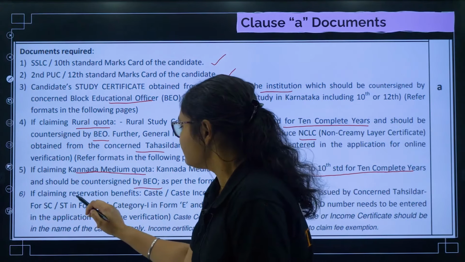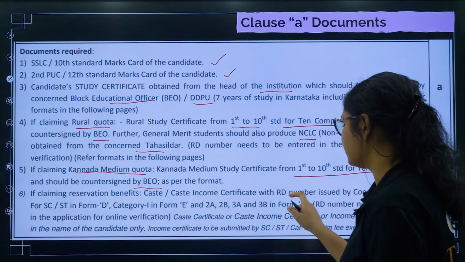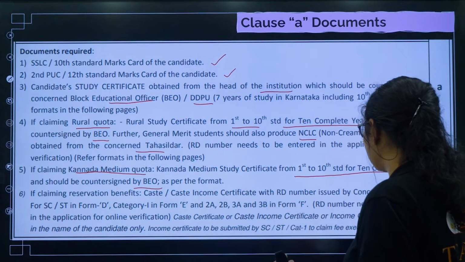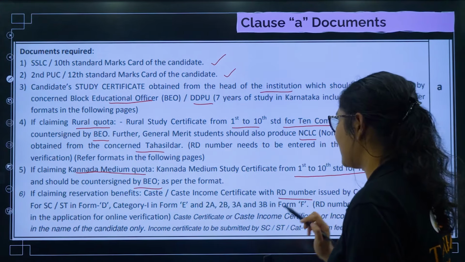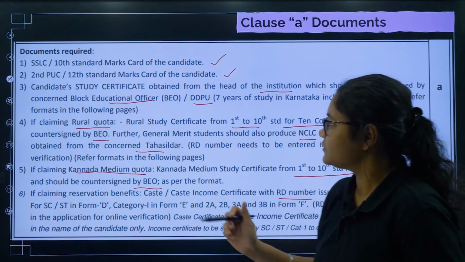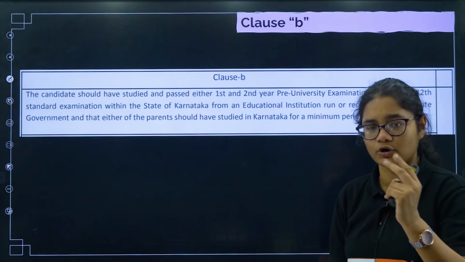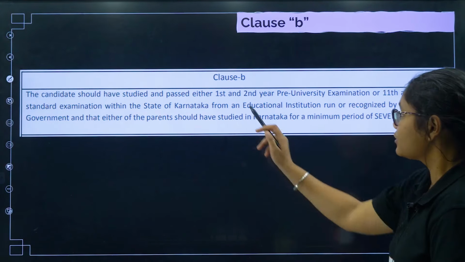Next, if you are claiming reservation benefits, that is, if you have a caste or income certificate, then it should be issued by the concerned Tehsildar and it should have the RD number, the revenue department number. So that is your clause A and the documents required. Now coming to clause B.